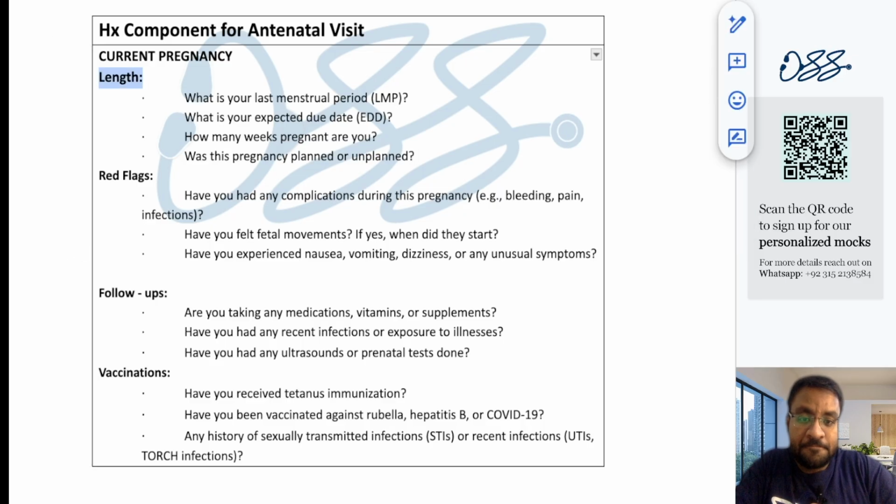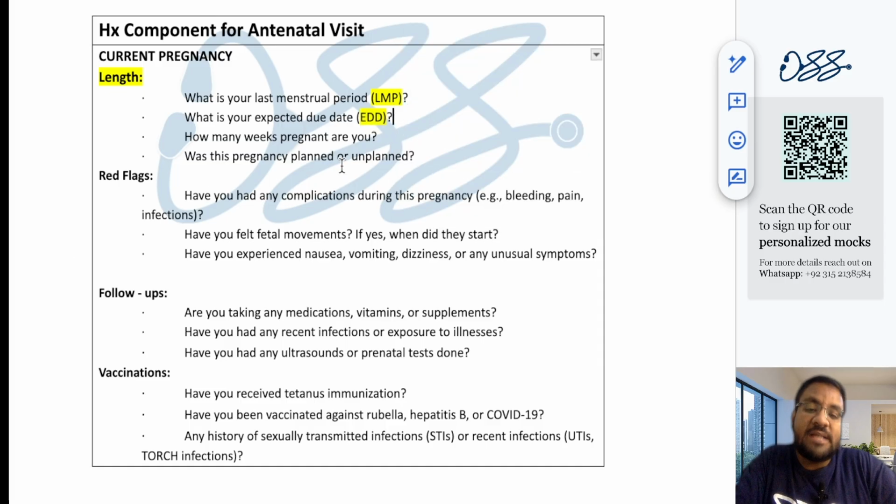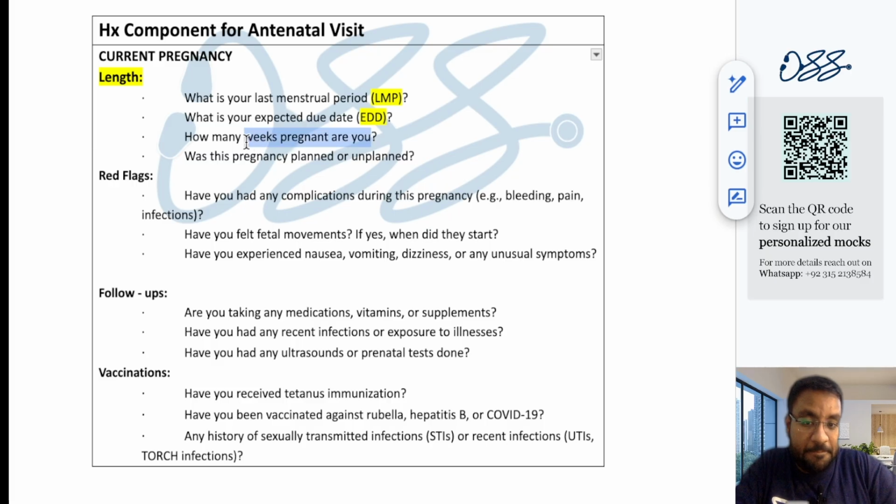The number one, you got to ask about the length or the duration. And how you're going to ask this, that okay, when was your last menstrual period. So you can get an idea about the duration of the pregnancy through the last menstrual period. Then you can ask, do you know or are you aware of your estimated date of delivery, also known as the EDD. Or you can just ask a direct question that are you aware how many weeks pregnant you are.